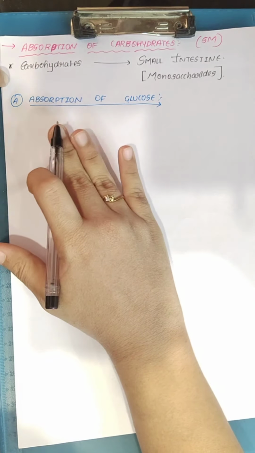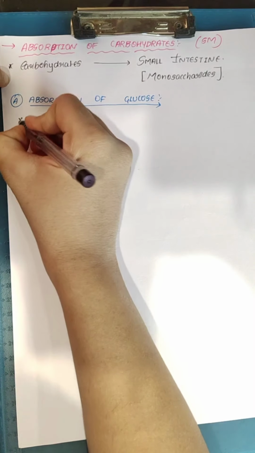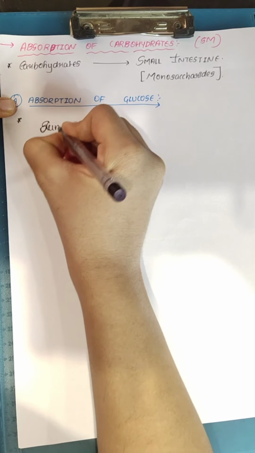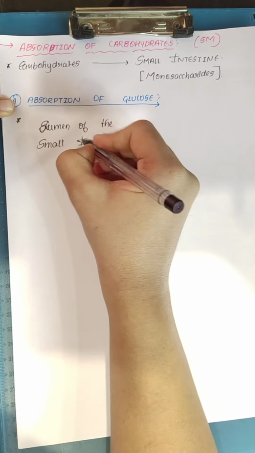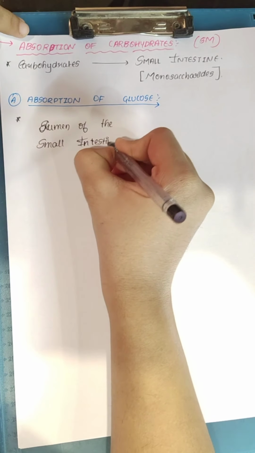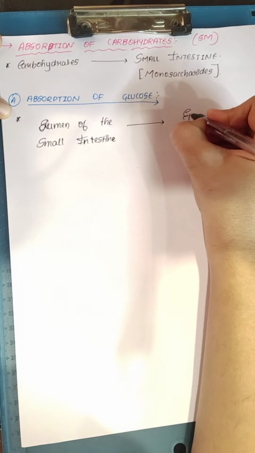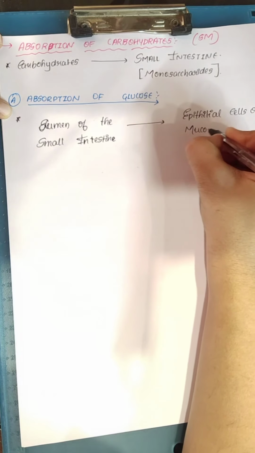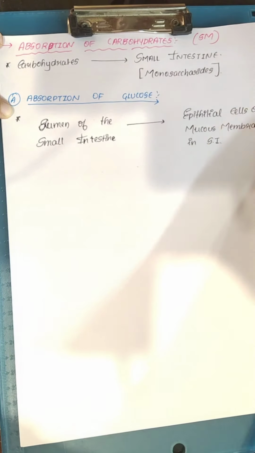So in the absorption of glucose, glucose is transported from the lumen of the small intestine into the epithelial cells in the mucous membrane of the small intestine. So this is the first important point. Glucose is transported from the lumen of small intestine into epithelial cells of mucous membrane in small intestine.